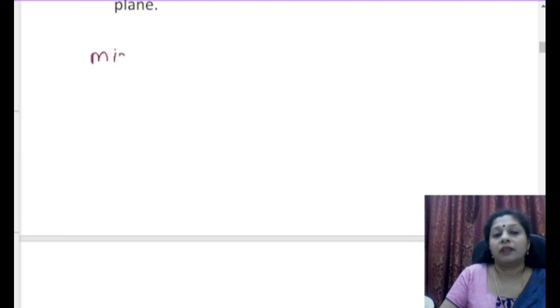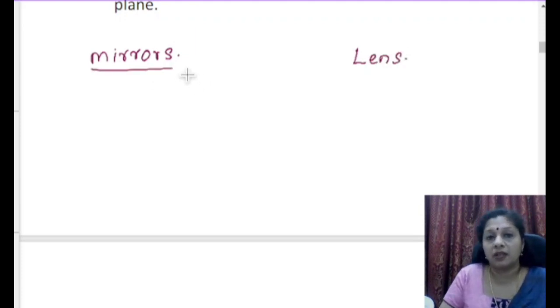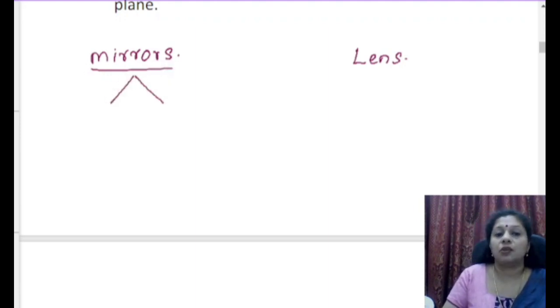When we talk about reflection, we are talking about mirrors. When we talk about refraction, we are talking about lenses. Since we are talking about the first aspect, that is reflection, we talk only about mirrors. Mirrors can be of two types. One is called the plane mirror. The other one is called the spherical mirror.